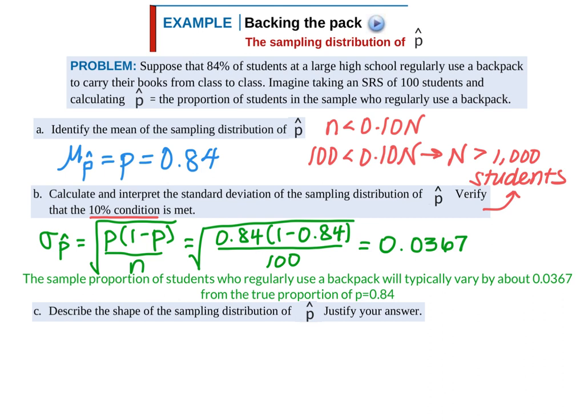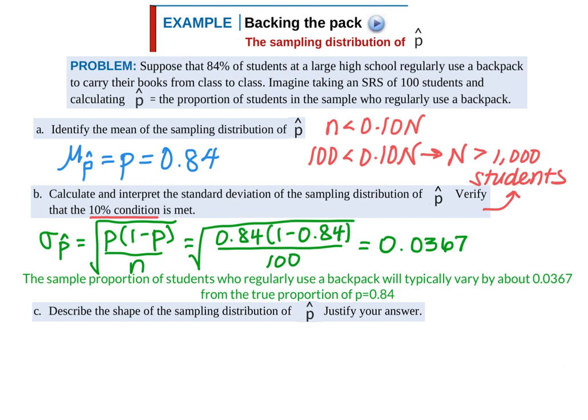Remember that the 10% condition is that our sample size n has to be less than 10% of the entire population, or capital N. So if our little n is 100, we can calculate the minimum number of students, or the population, that this must have in order for the rest of this problem to work. That must mean that our entire high school population in this scenario has to have over 1,000 students. So if that is true, we can calculate the standard deviation as such.